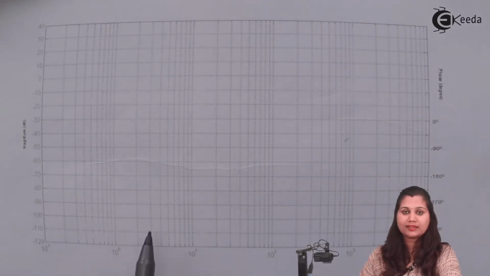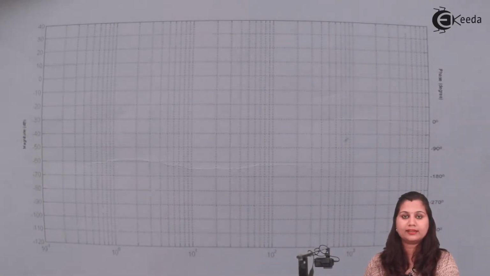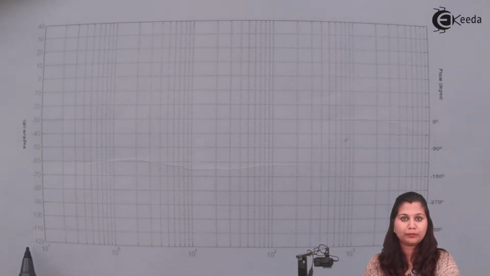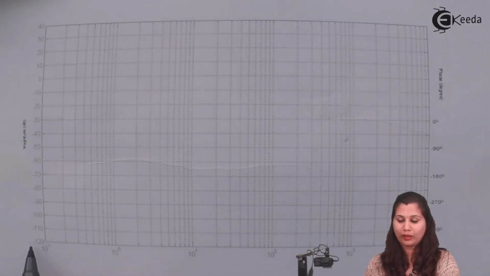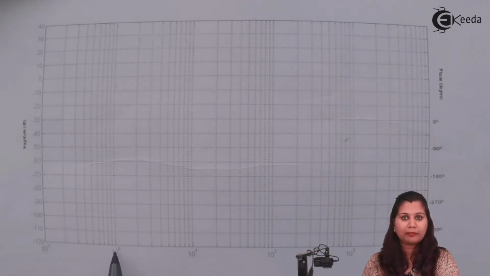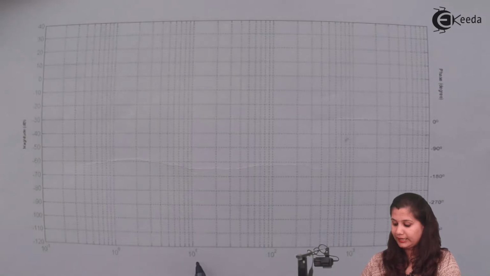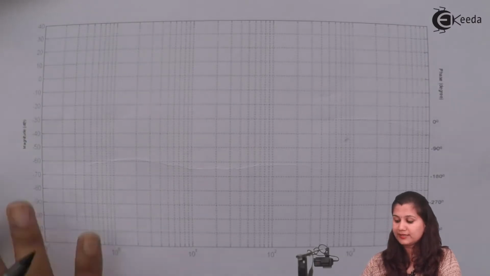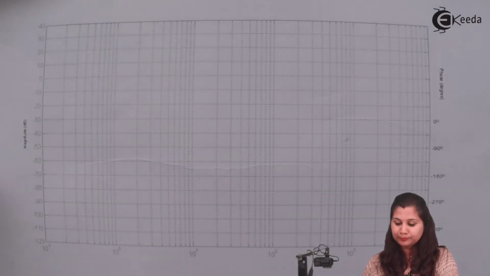Now the divisions in the logarithmic plot are in the powers of 10. You can see here we will have 10 raised to the power minus 1, that is 0.1. Then 10 raised to the power 0, so 1. Then 10, 100, 1000. So in this way the frequency is changing, that is in decades of 10, that is in powers of 10, the frequency is changing. So this is a semi-log graph paper.